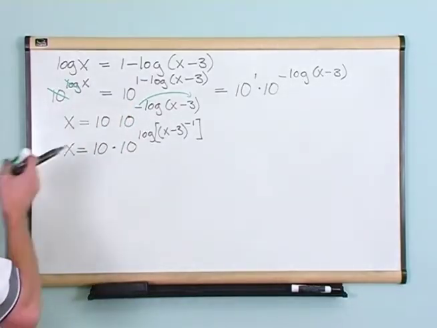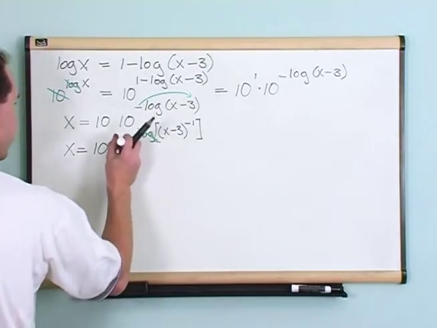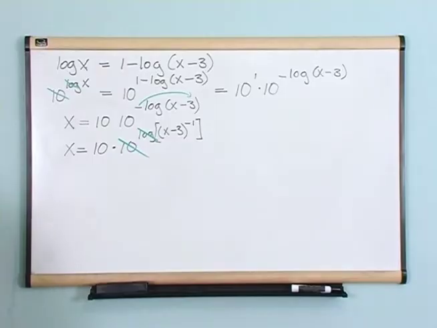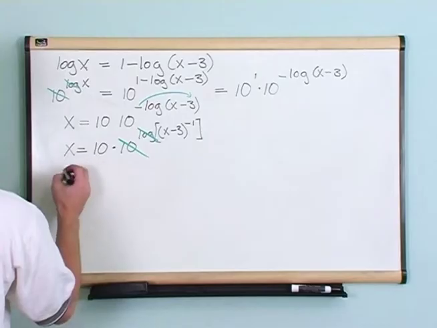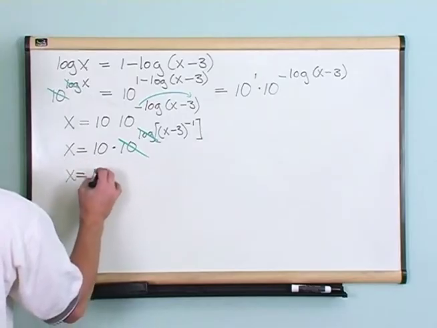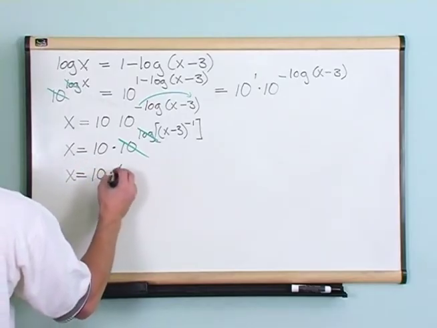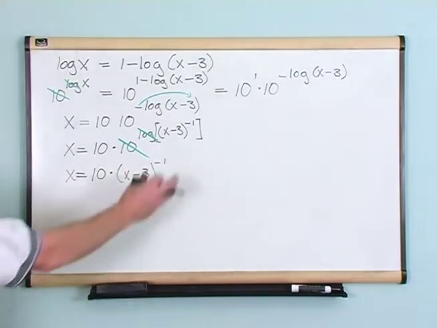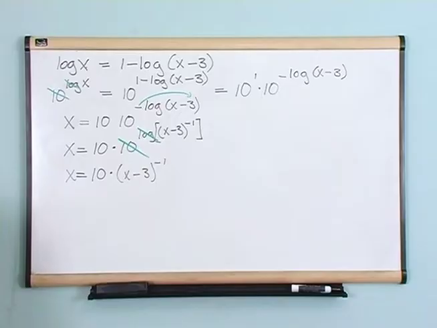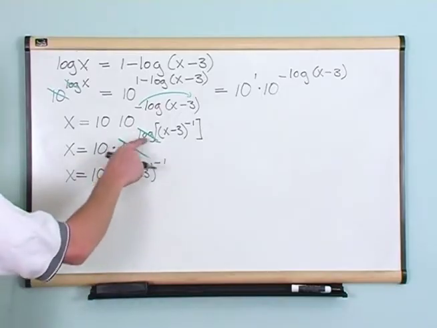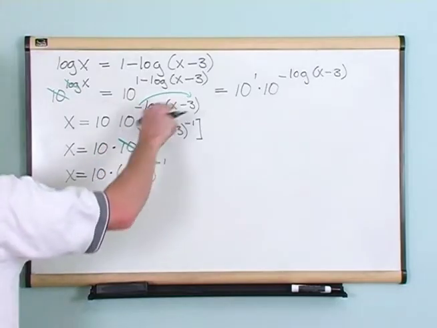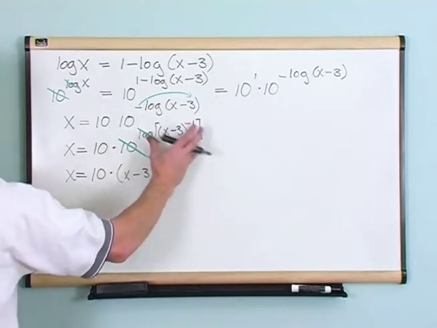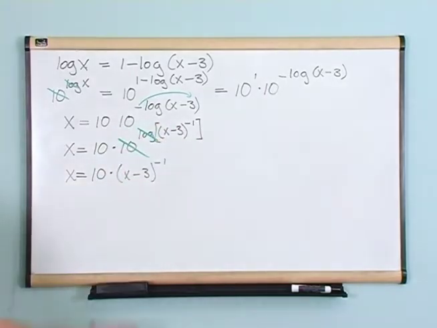And then notice that I have a log and a 10 that kind of cancel like that because they're opposites. So in the end, what I'll have is x is equal to 10 times x minus 3 to the minus 1 power, because that's all that's left over. Okay? In order for you to do this cancellation, you need to make sure all these coefficients are gone. It has to be 10 raised to the log of something. You can't have anything else hanging out there. So that's why we had to move the 1 inside like that.